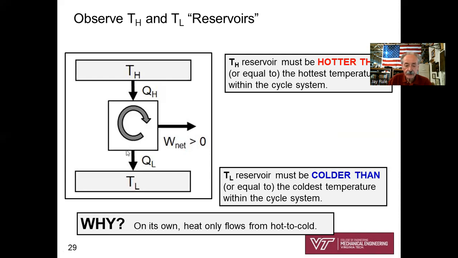It's a constant temperature reservoir at a temperature TH. TL is also a heat sink reservoir. It's at a constant low temperature TL, and it has to be colder than or equal to the coldest temperature within this system operating in a cycle. And so why am I saying this? Well, on its own, heat only flows from hot to cold. That might have been covered the first or second day of class. On its own, heat only goes from hot to cold.